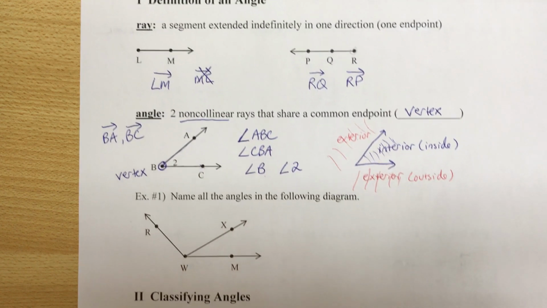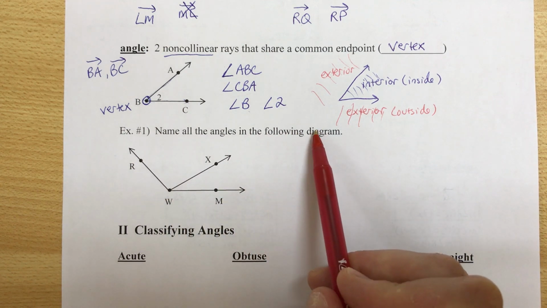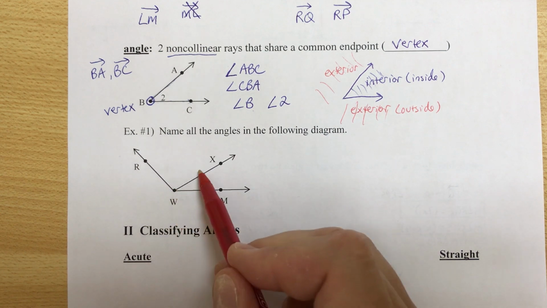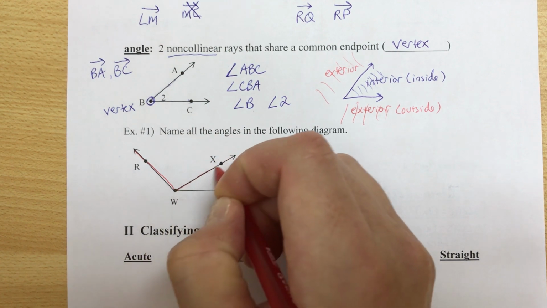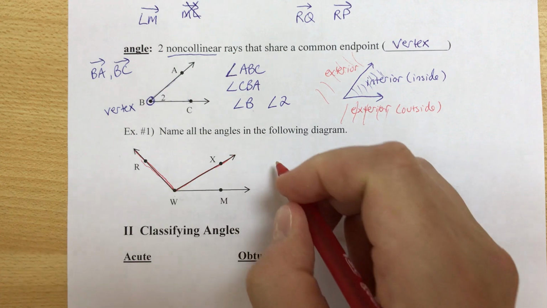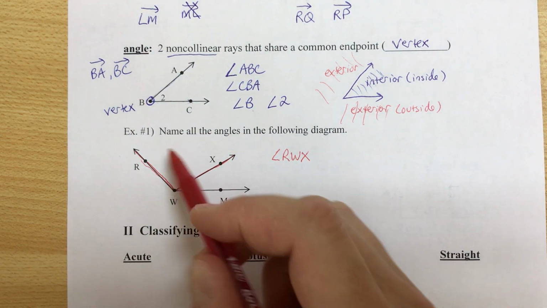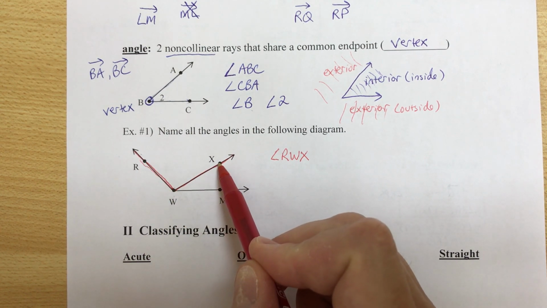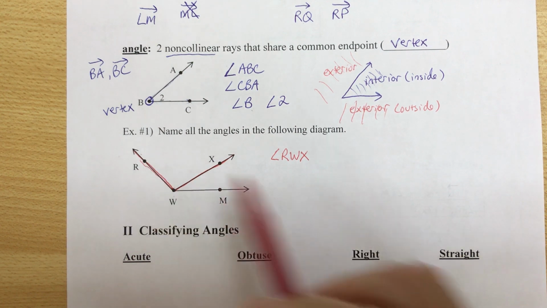Okay, so again, we're going to be using a lot of these words, interior, exterior, and we need to know what they mean. All right, so example number 1, name all the angles in the following diagram. Well, here's your picture. One thing I like to do is I like to trace these out. So we have this angle in red. The vertex is W, so angle RWX is good. RWX traces the whole angle. If you wanted to say angle XWR, that's also good.